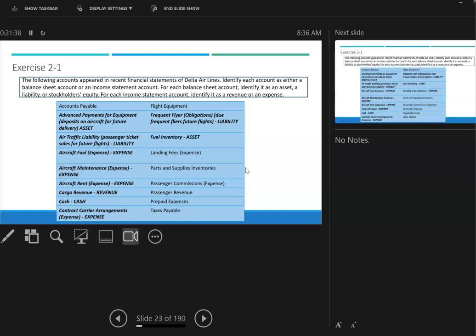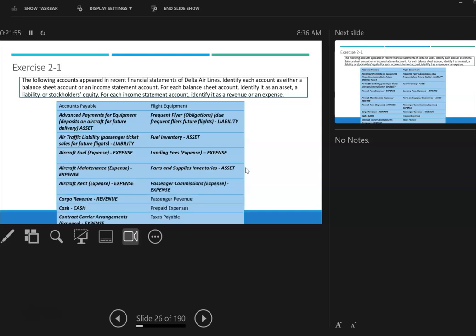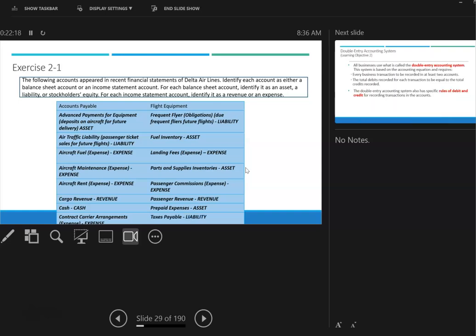Fuel inventory. Okay. The asset because it's an inventory. Got it? Landing fees. Expense. Parts and supplies inventory. Passenger commissions. Passenger revenue. Prepaid expenses. This is a trick. Asset. They've prepaid supplies or prepaid rent or whatever up front. Asset. Great. Taxes payable. Liability. Does this kind of make sense to you guys? Okay, next.